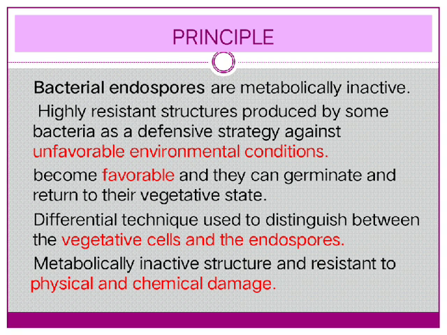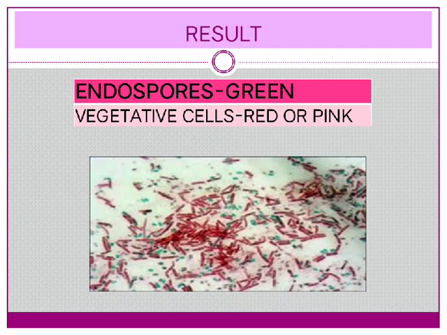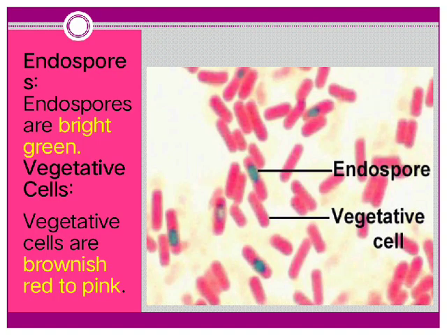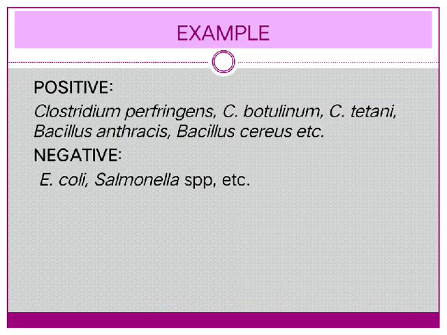Vegetative cells range in color from brownish red to pink, whereas endospores are bright green. Result: endospores appear green, vegetative cells red or pink. In this picture, we clearly see the endospores in green, and vegetative cells in brownish red to pink. Some examples of positive: Clostridium perfringens, Clostridium botulinum, Clostridium tetani, Bacillus anthracis, Bacillus cereus, etc. In negative: E. coli, Salmonella species, etc.